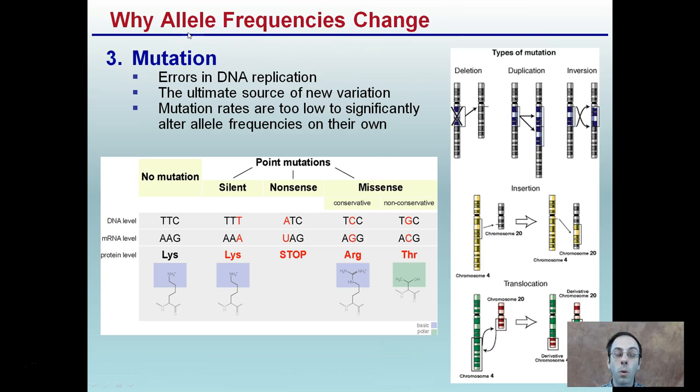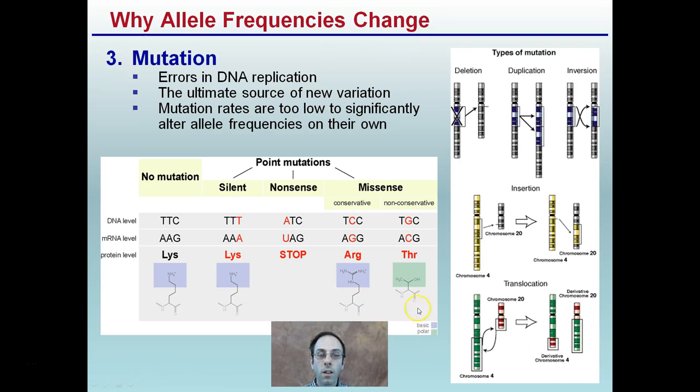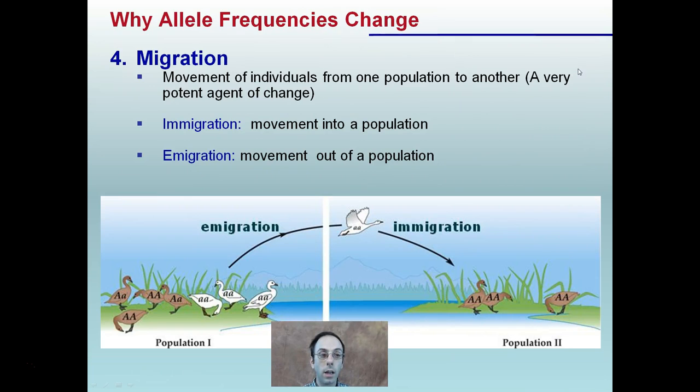Mutations, another reason why allele frequencies change. Errors in DNA replication. This is the ultimate source of new variation. Mutation rates are too low to significantly alter genetic frequencies on their own. There also needs to be kind of selection forces against there. When we say mutation, this takes us back to some previous lectures. You can have some silent mutations, some nonsense and missense mutations. There can be some more drastic ones, such as duplication, inversion, insertion, translocation. So all of these are different types of mutations that could occur, and they're all errors in DNA.